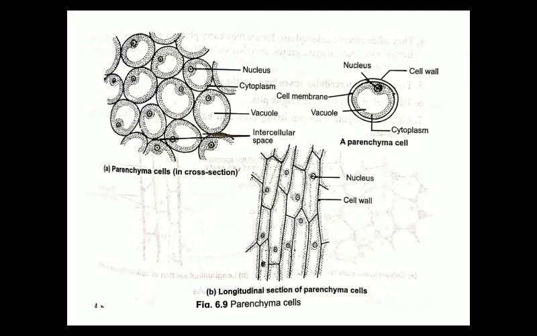So in this diagram you can see that the cells are loosely arranged. This is the cross section of the parenchyma and this is the longitudinal section of the parenchymatous tissue, and this is one individual cell of the parenchyma.